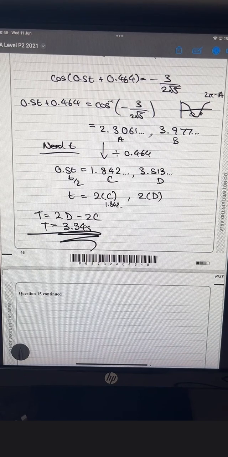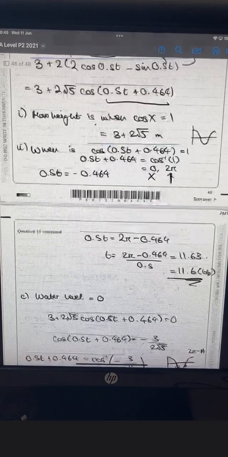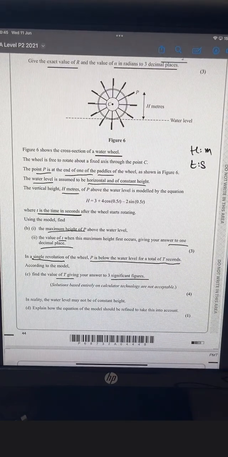I don't think I'm done yet. I think there's another part of this question. Yep, there is. Awesome. The 1 marker. You know, it's the modeling 1 markers that we all hate. So, in reality, the water level may not be of constant height.